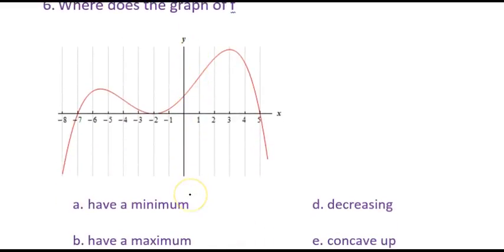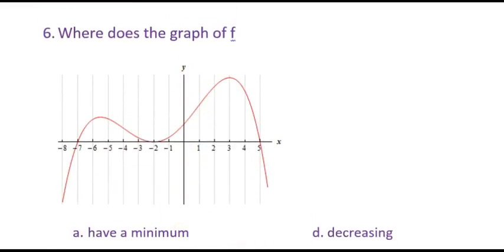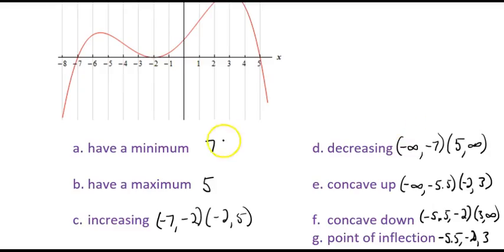So move on to number 6, and I'm going to pause and let you answer those same questions about this graph. Okay, so if you've done it correctly, you should have a minimum at -7 because the derivative graph changes from negative to positive. You should have a maximum at 5 because the derivative graph changes from positive to negative. The original should be increasing from -7 to -2 and from -2 to 5 because that's where the derivative is positive. The original is decreasing before -7 and after 5 because that's where the derivative is negative.